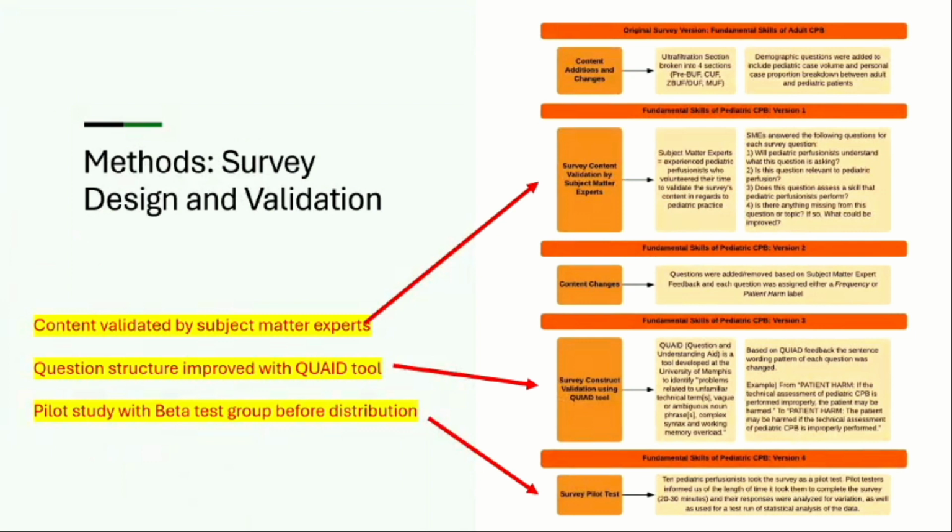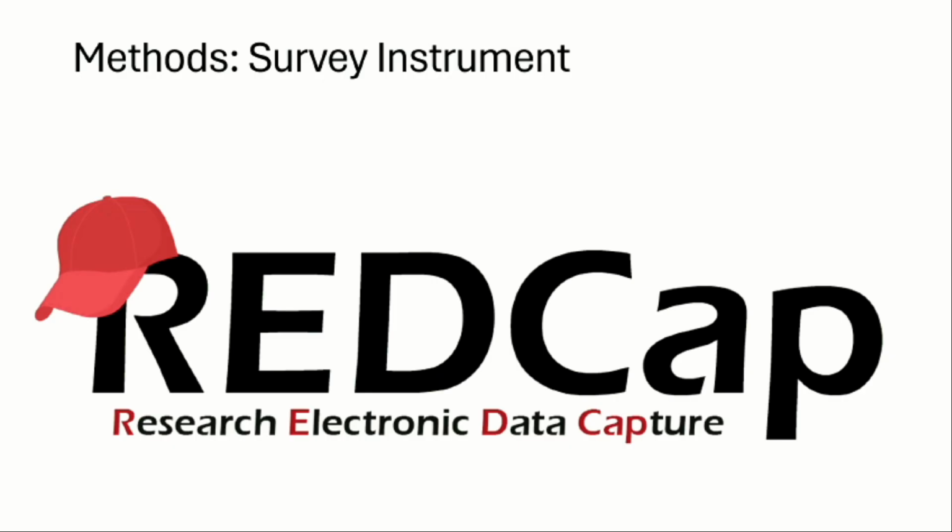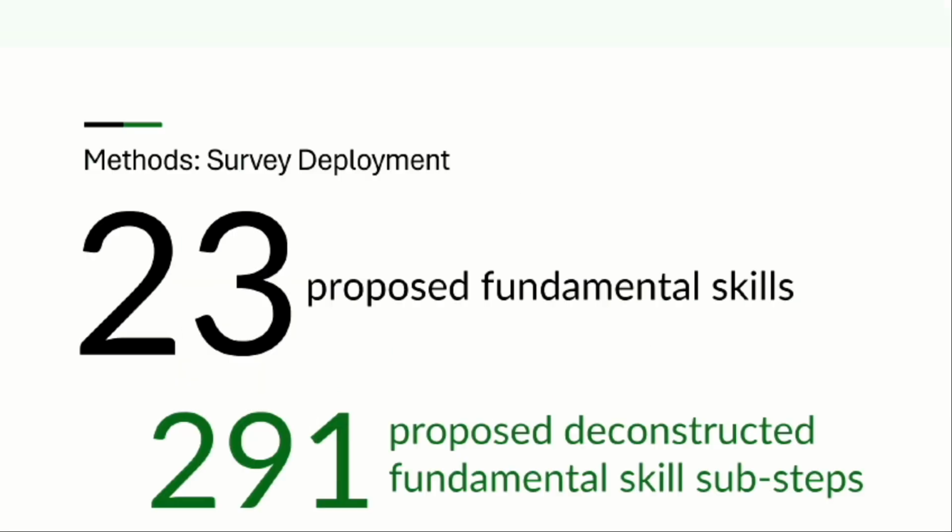And then, of course, after getting the expert consensus and fixing all the questions, we ran it through a beta test before we distributed it widely. That survey was distributed through REDCap, just some tool for distributing surveys. And ultimately, we put in front of people a proposal that there may be 23 fundamental skills associated with pediatric perfusion.